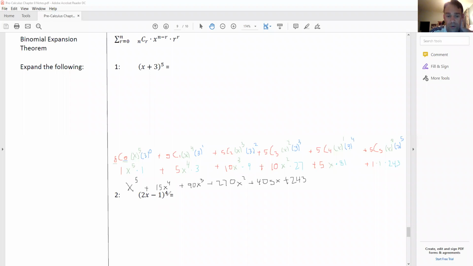All right, let's see how you did. So here's my n value. N is 4. So I'm going to start with 4c0 plus 4c1 plus 4c2 plus 4c3 plus 4c4.